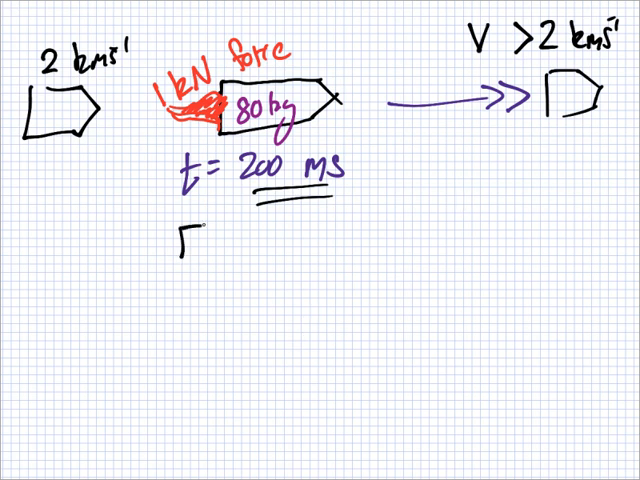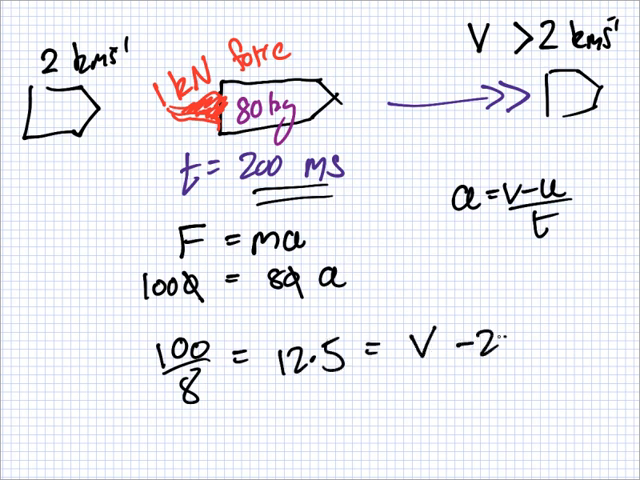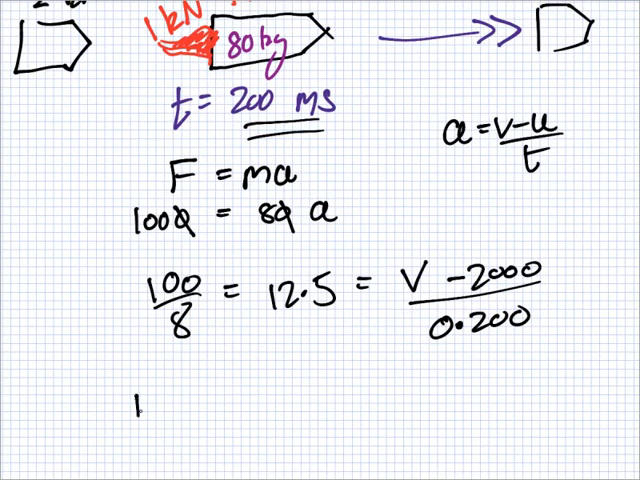So Newton says F equals ma. Do we know the F? We do. Do we know the M? We do. Do you know the A? We don't. Well, we know that A is V minus U over T. So if I cancel, I'll have 100 over 8, which is 12.5. That's equal to A, which is V, which we don't know, minus U, which we do know, over T, which we do know. So it will be 12.5 times 0.2 plus 2000 will end up being V.